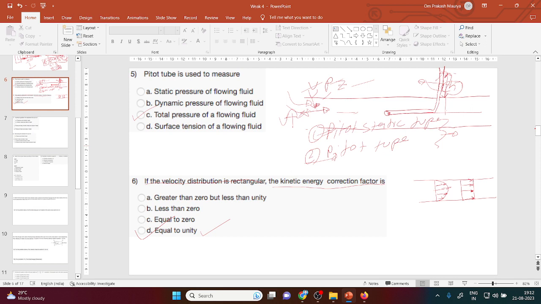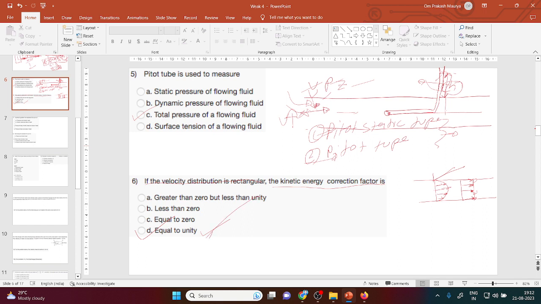For question number 6: if the velocity distribution is rectangular, what is the kinetic energy correction factor? In the general case the velocity distribution is like that, but in the question it is given as rectangular, which means a uniform distribution throughout the depth. So what is the kinetic energy correction factor? It is equal to 1.